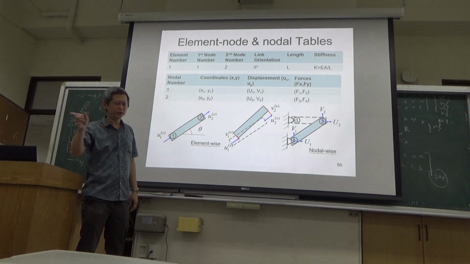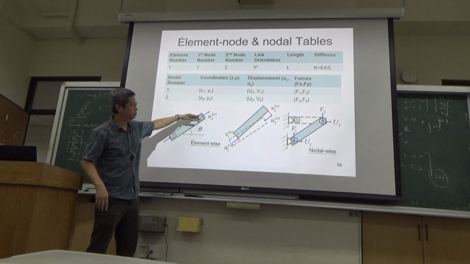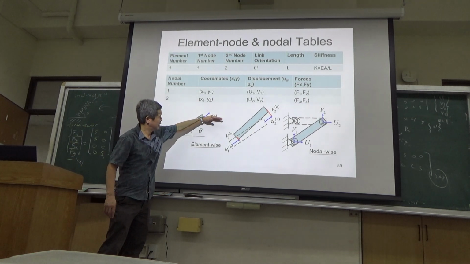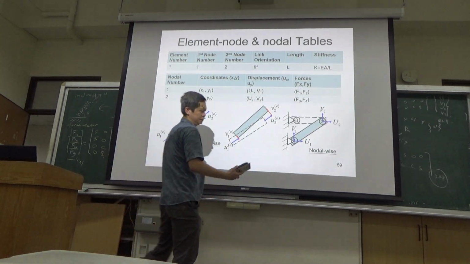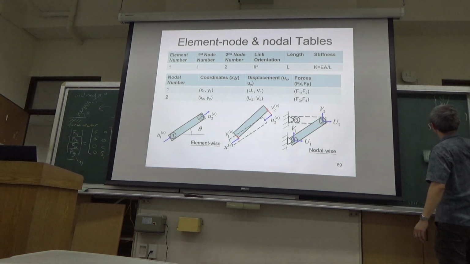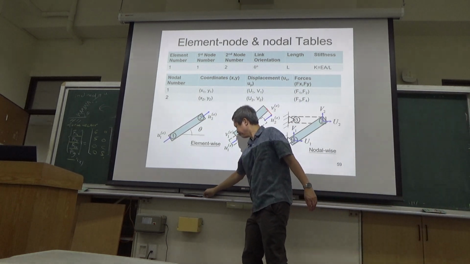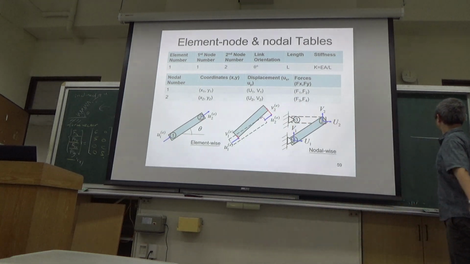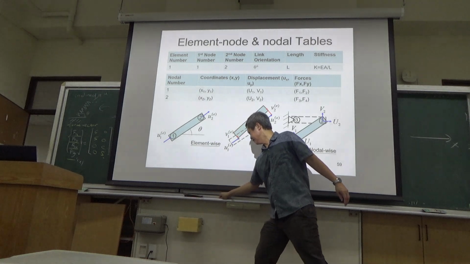If you want now to define 2 to 1, but if you are going to use the same equation I derived before, how do you count this angle? We got to stick to our convention. So let me draw this out. This is my x-axis. This is my element.